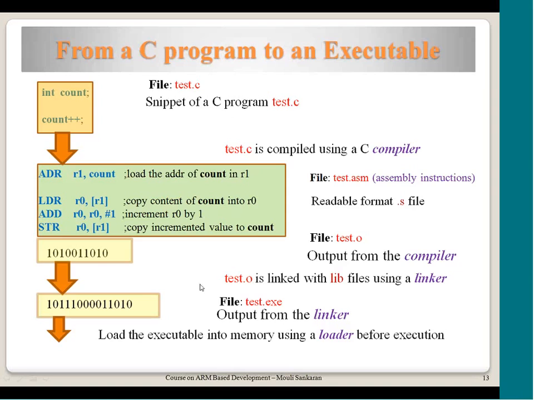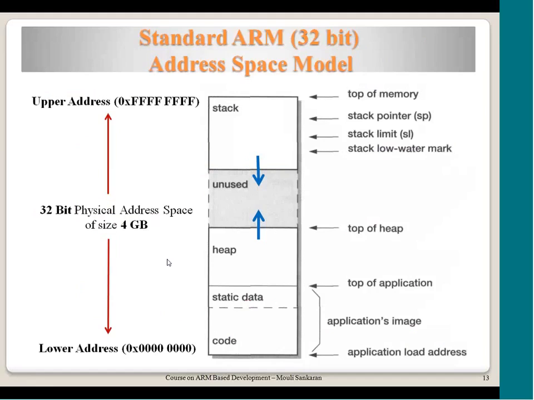Now, after this OBJ files are generated, you may have multiple source files, and then you want to generate one exe file. Then a linker is required to merge them all and then generate the exe code. So this is the flow of a C program. Let us see how a C program finally gets converted to an executable, and then it runs on the target hardware.